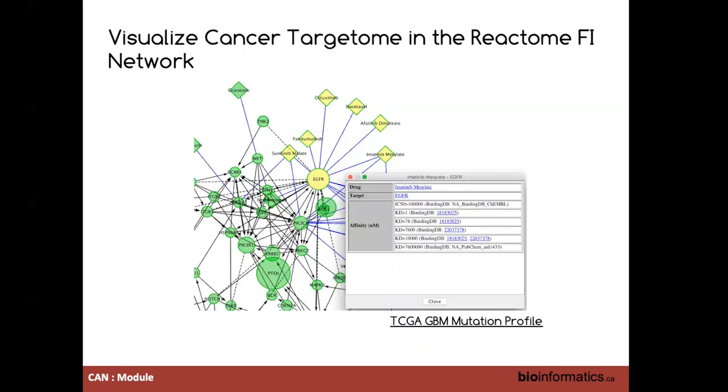Now, the Reactome FI also allows you to visualize cancer drugs in the FI network context as a simplified relationship between the cancer drugs and their targets. The loaded drugs and the interactions between these drugs and targets are rendered as green diamonds and blue edges, respectively. And once a specific cancer drug or target interaction is selected, a table view will appear. And this presents additional information about the drug and the targets and the affinity for both.